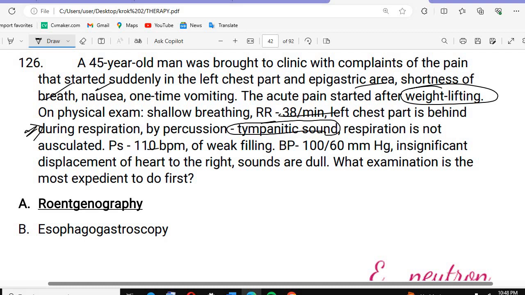Respiration is not auscultated, pulse rate is weak, blood pressure low, there is displacement of the heart to the right, and heart sounds are dull, or we can say mediastinal displacement of the heart to the right. That is what you see in case of pneumothorax, so the patient can be having pneumothorax. So what will we do? X-ray or roentgenography.